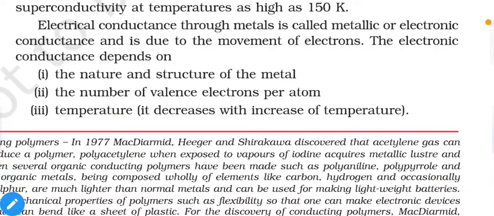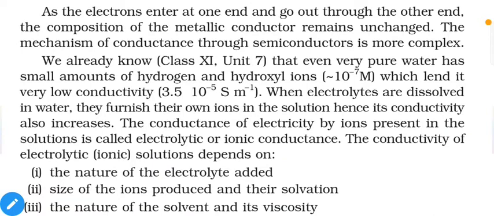Electrical conductance through a metal is called metallic or electronic conductance, and it is due to the movement of electrons. The electronic conductance depends on the nature and structure of the metal, the number of valence electrons per atom, and temperature. It decreases with an increase in temperature. We already discussed the effect of temperature on conductors in the first unit, solid state. You can go and refer to it. During conductance in a metal, the composition of the metal does not change. That means when you put electrons in from one side, they will go out from the second side, and no change will be observed in the structure of the metal.